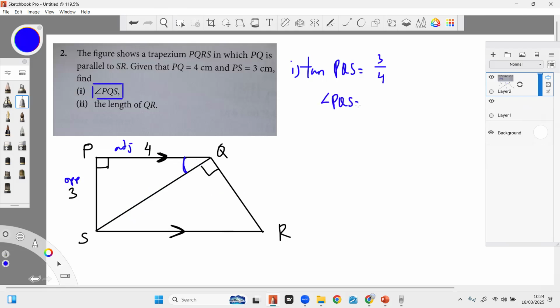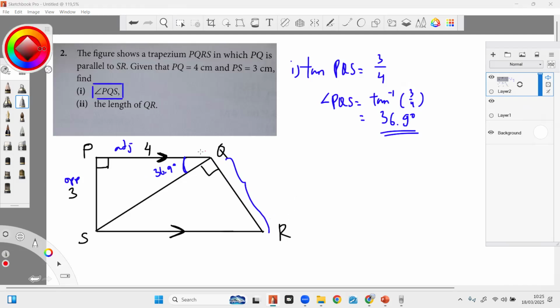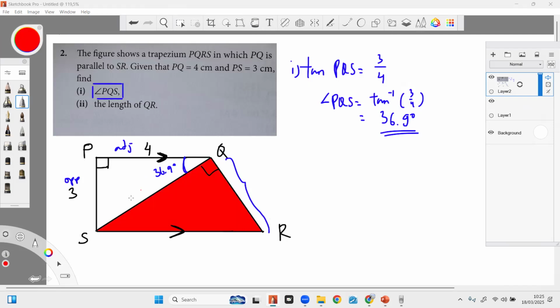Then angle PQS equals tan inverse, shift tan. What's the answer? 36.9 degree. We get this, 36.9. And the length of QR. Now, if you want to find the length of QR, you have to at least find one side of this QRS. The easiest is side QS, right?